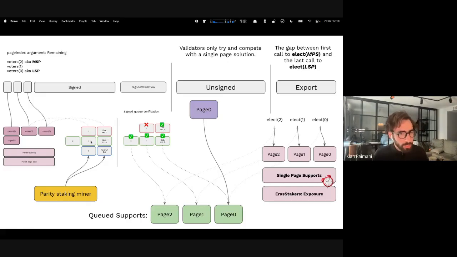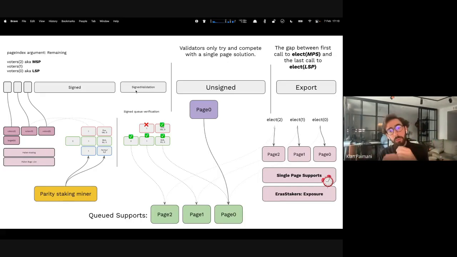So if you have a 3-page solution, it's kind of trivial, but if you have a 2-page solution, actually these lines are kind of wrong here, because in reality you're always using the 2 most significant pages of the snapshot. So voters index 2 and voters index 1. But anyway, we have the same system here as well. Eve is malicious, Bob is correct, and the Parity staking miner is not doing anything valuable.